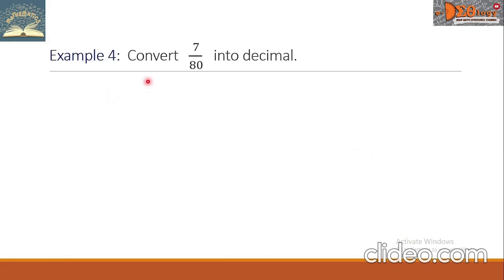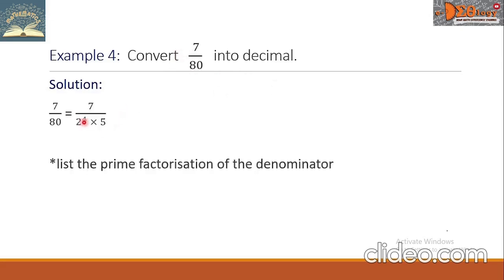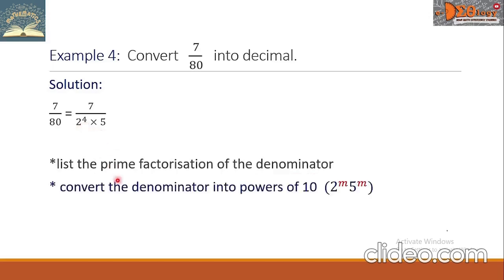Example 4. Convert 7 over 80 into decimal. Our fraction is 7 over 80. First thing to do is to list the prime factorization of the denominator. 80 equals 2 raised to 4 times 5. Next is, we're going to convert the denominator into powers of 10. Again, we say that the powers, that is m, must be same. There must be two factors, 2 and 5.